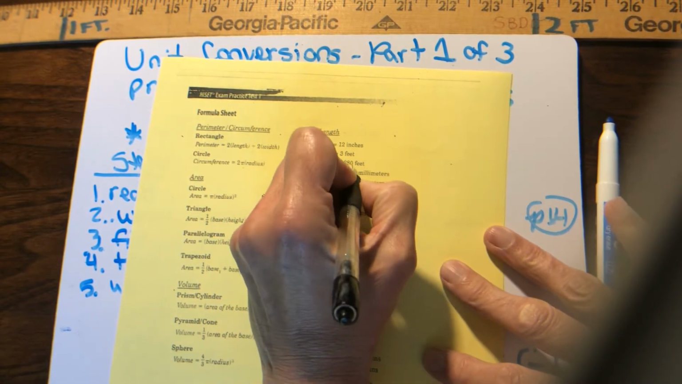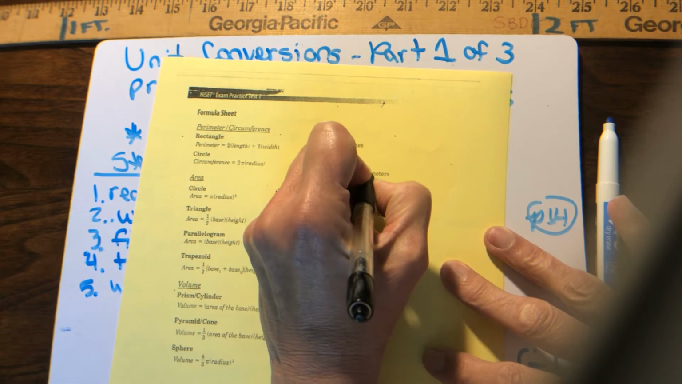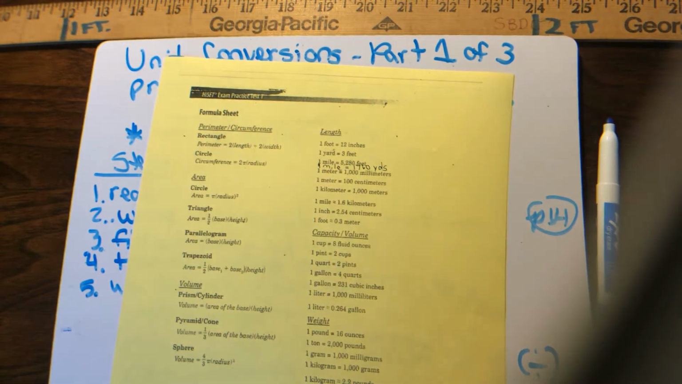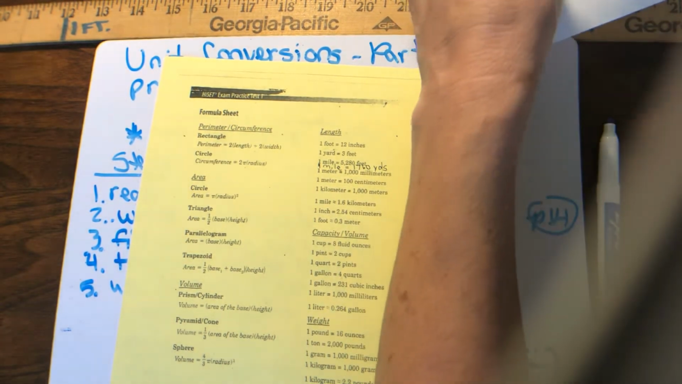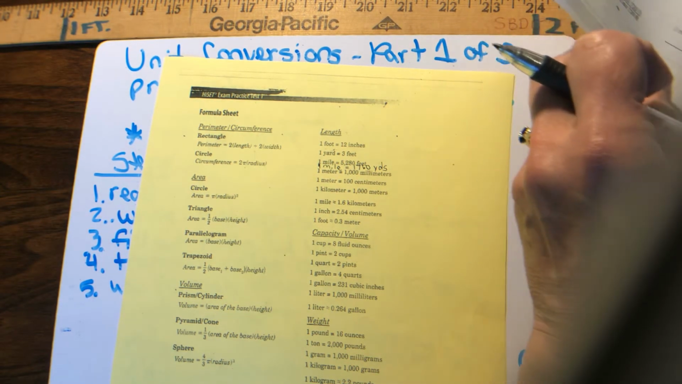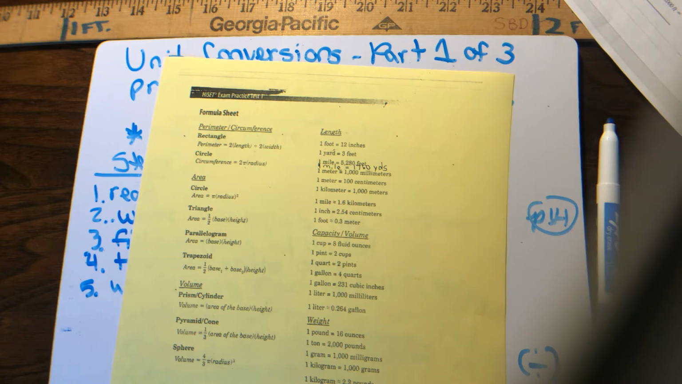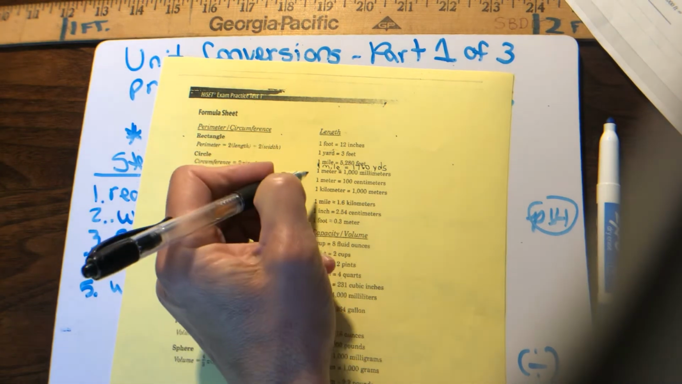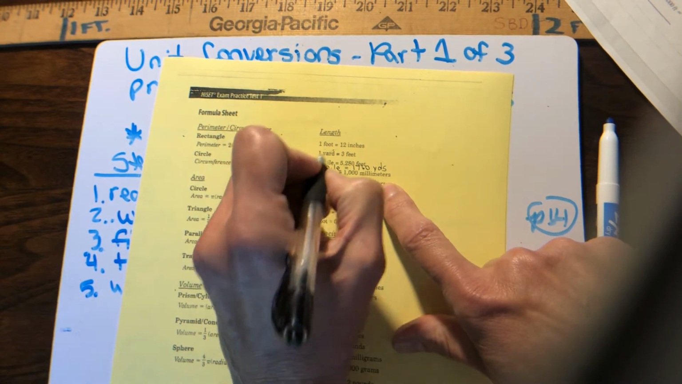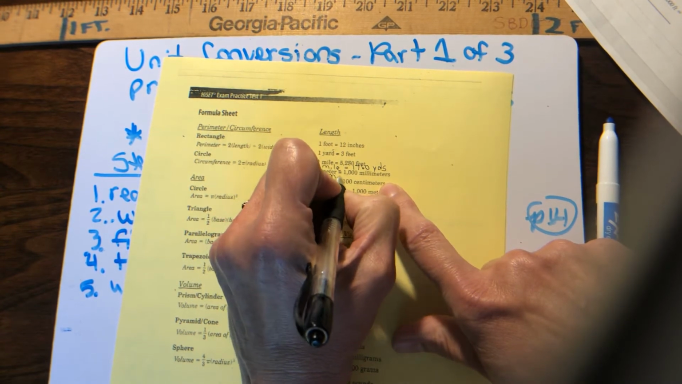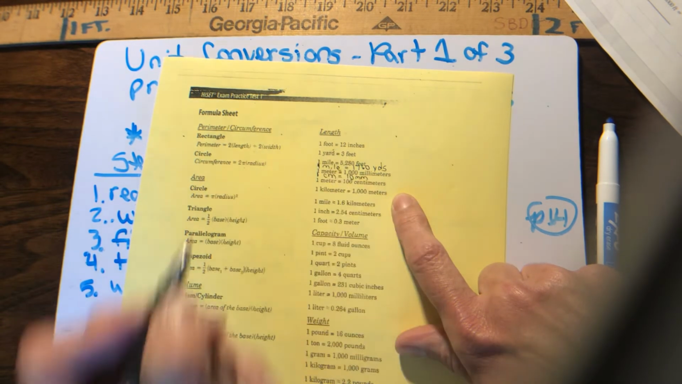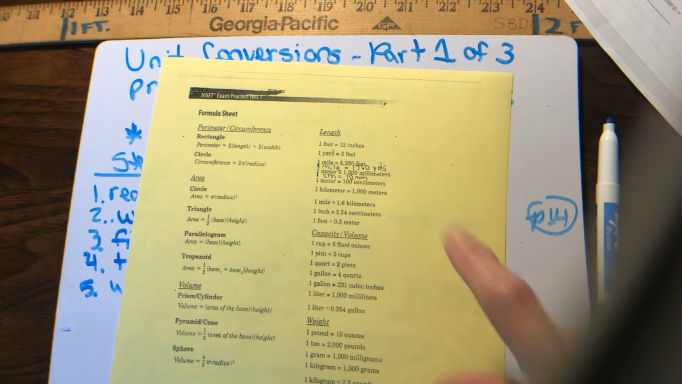1 mile equals 1,760 yards. I need you to add that one. And then I also want you to add one with your metric units, and that is 1 centimeter. I'm just going to abbreviate cm, equals 10 millimeters, mm. Please use the right abbreviations.